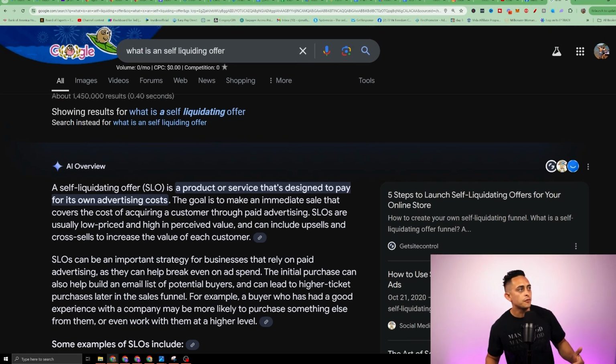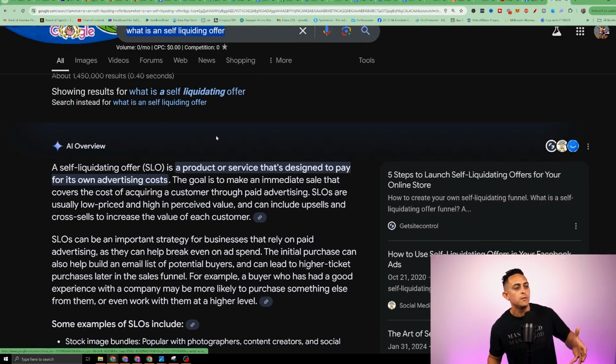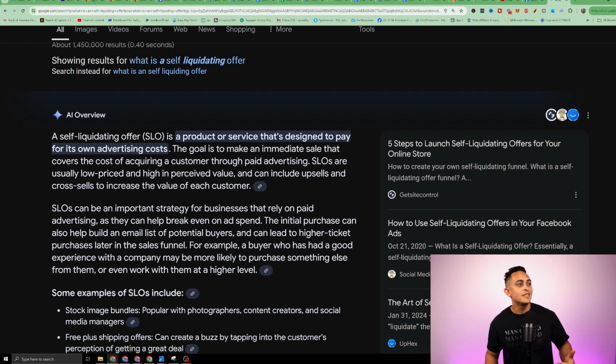So as you can see, this is from Google. I said, what is a self-liquidating offer? It says it's a product or service that's designed to pay for its own advertising costs. That's the key term I want you to understand. With an SLO, you're not actually paying for those ads if you build it the correct way. And I'm going to show you how to do that throughout this series.